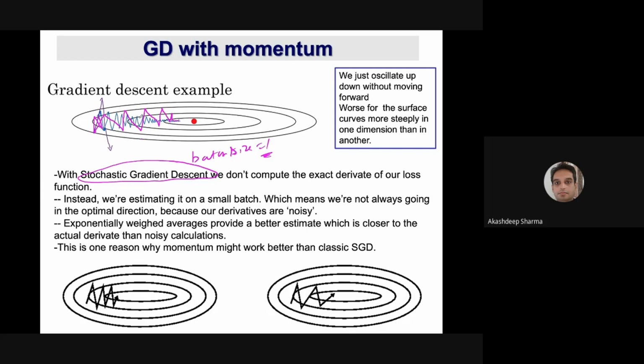Again, lots of theory, right? So please compare these curves. This is a normal, say, stochastic gradient descent, and this is with momentum. Momentum means you are shifting it to the next, to the next, to the next.